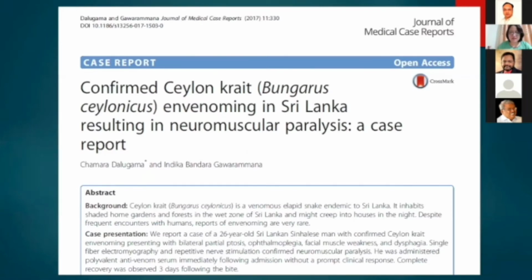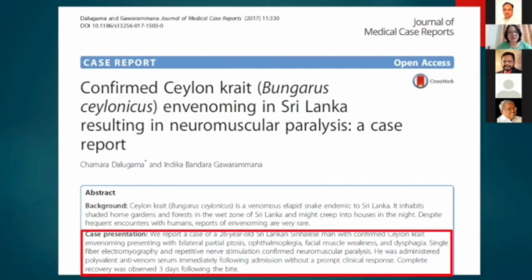So this again is a report that was published. It's a report from Sri Lanka. It's a confirmed Ceylon krait, Bungarus ceylonicus, envenoming in Sri Lanka, and this results in neuromuscular paralysis. So this is a case report of a 26-year-old Sri Lankan man with confirmed Ceylon krait envenoming, and this person presented with neurological manifestations like bilateral partial ptosis, ophthalmoplegia, facial muscle weakness, and dysphagia as well.